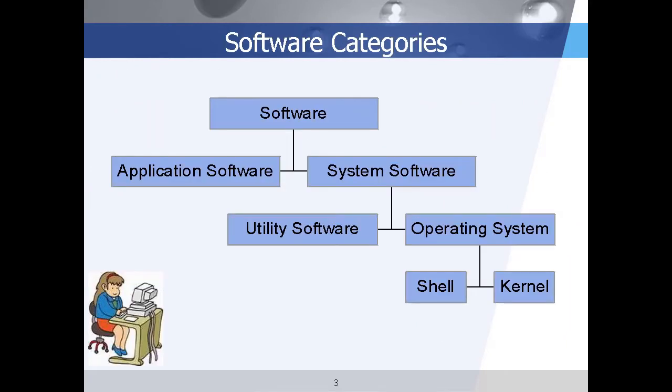So this shows you a brief categorization of the software. Basically, we have the application software and the system software. For the system software, we have the operating system and the utility software. Inside of the operating system, we have a kernel, which is the most important part. Except for the kernel, we have the shell and some other programs, like the graphical user interface.